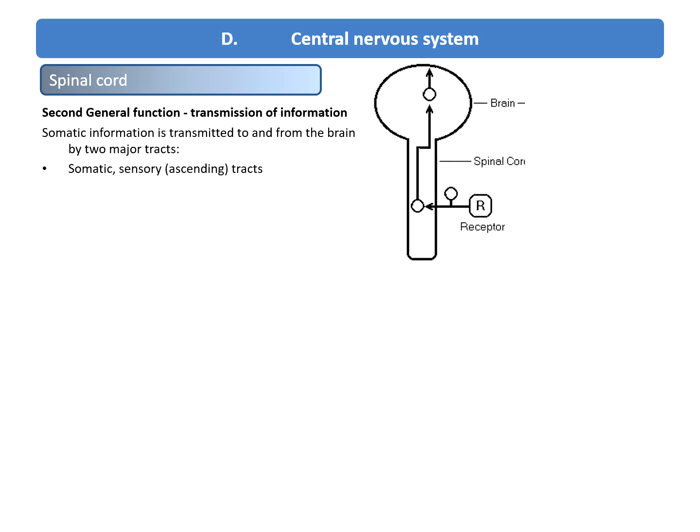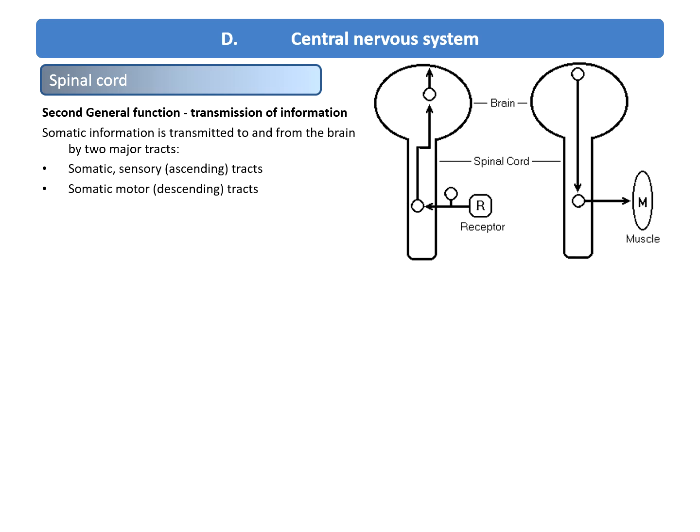The second general function of the spinal cord is transmission of information. Somatic information is transmitted to and from the brain by two major tracts, somatic sensory or ascending tracts, and somatic motor or descending tracts.